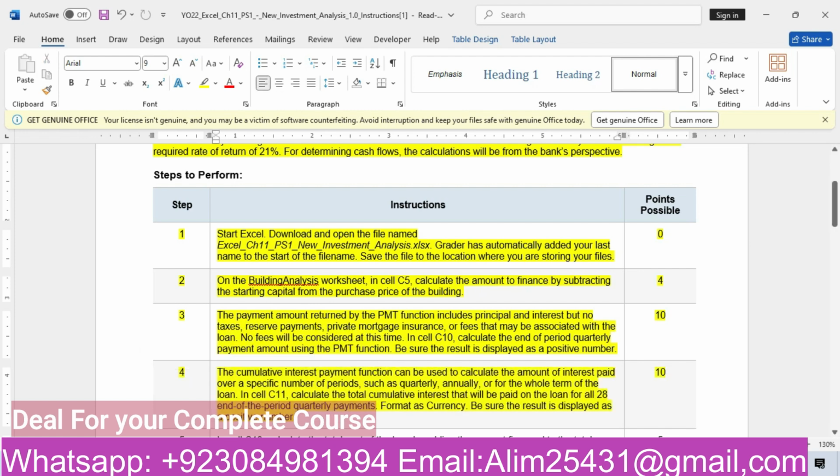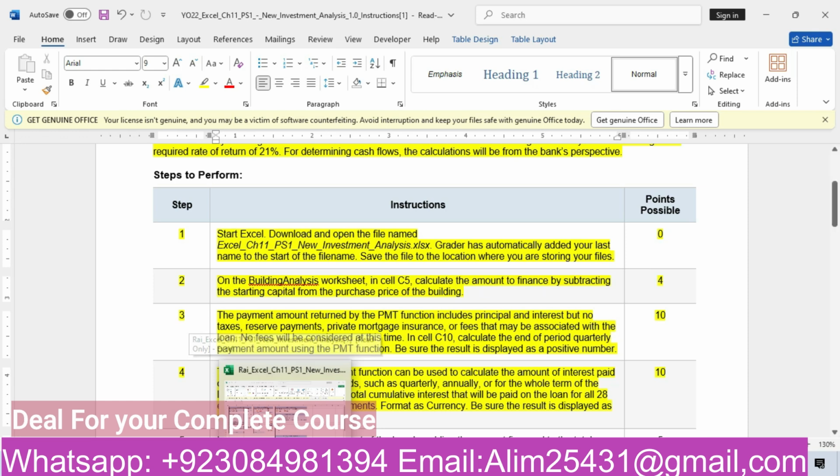Our fourth step is the cumulative interest function can be used to calculate the amount of interest paid over a specific number of periods, such as quarterly, annually, or for the whole term of the loan. In the cell C11, calculate the cumulative interest that will be paid on the loan for all 28 end of the period quarterly payments. Format as a currency. Be sure the result is displayed as a positive number.